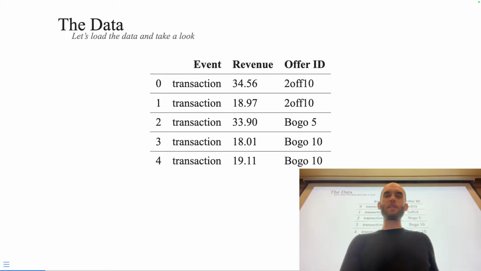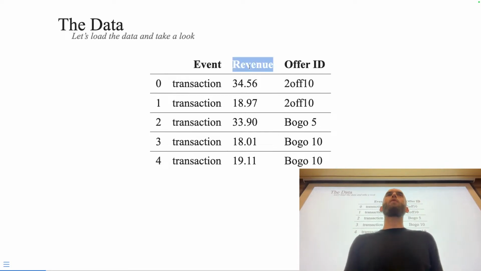I'm going to show you some of the specifics. So this is the data. We're going to load this in a second. But this is what it looks like. We have a bunch of rows. We have a bunch of events. So these are different kinds of events. We'll explore this in a second.